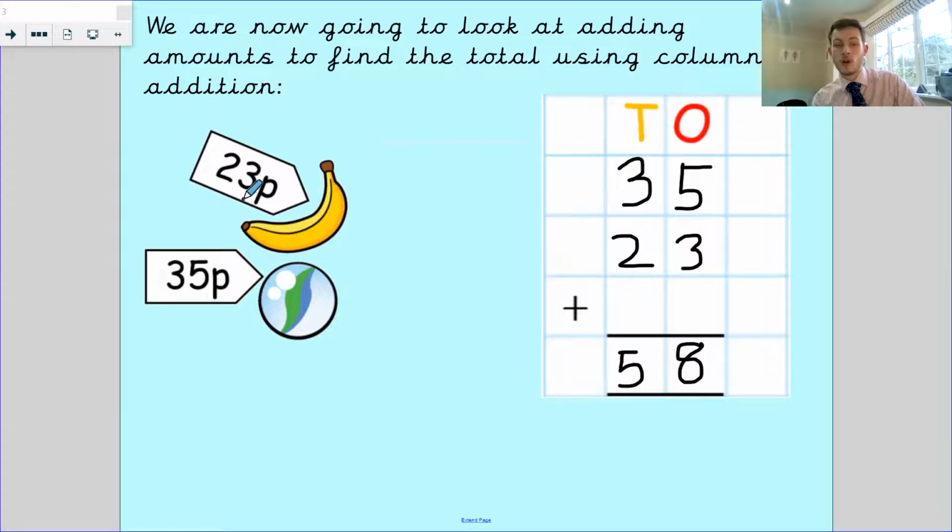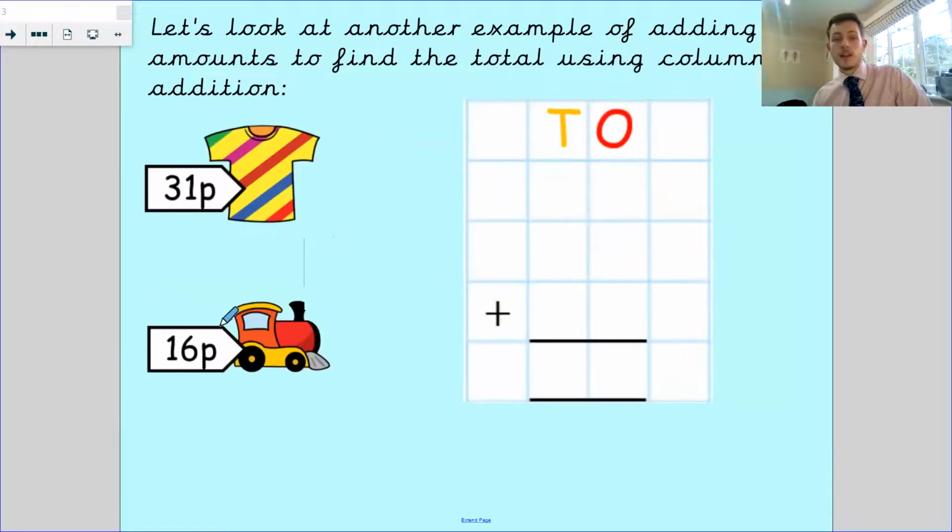But remember, we're working in money. So what money are we working with at the minute? What's the value? Well, the value is pence. So I need to add a pence at the end of it. So this is the total of a banana and a marble. That's how much it costs. Now we've got another one here. You can pause the video and have a go yourself.